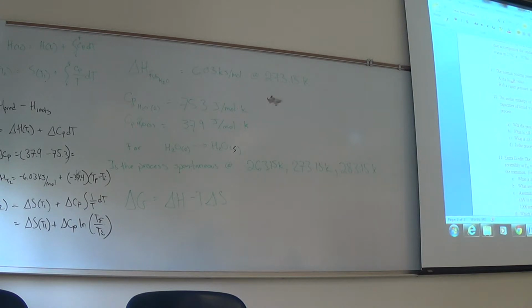Zero. Because water reversibly changes phase between solid and liquid at 273. So delta G at 273 is going to be 0.